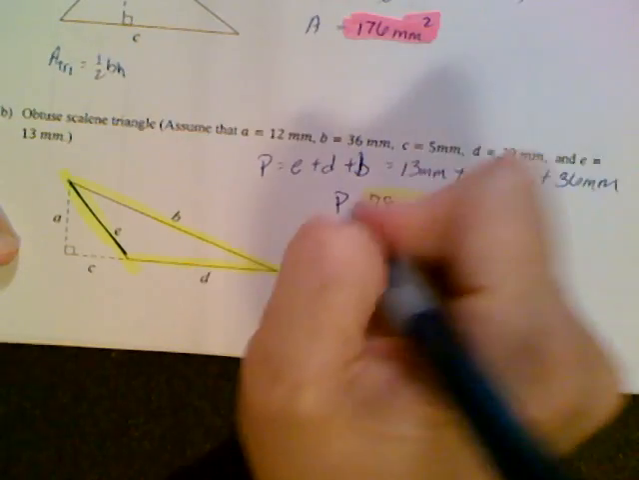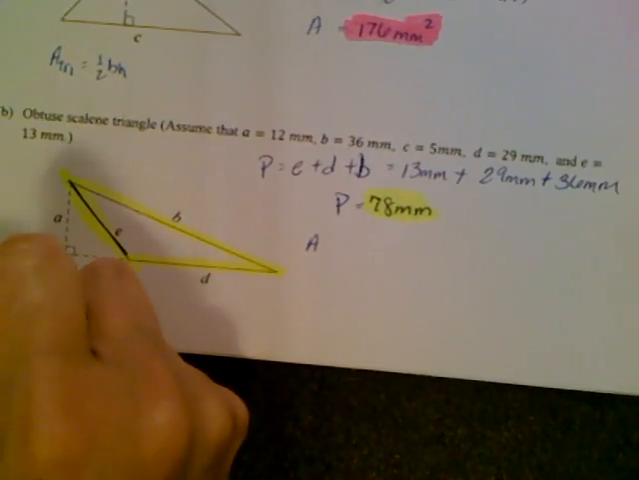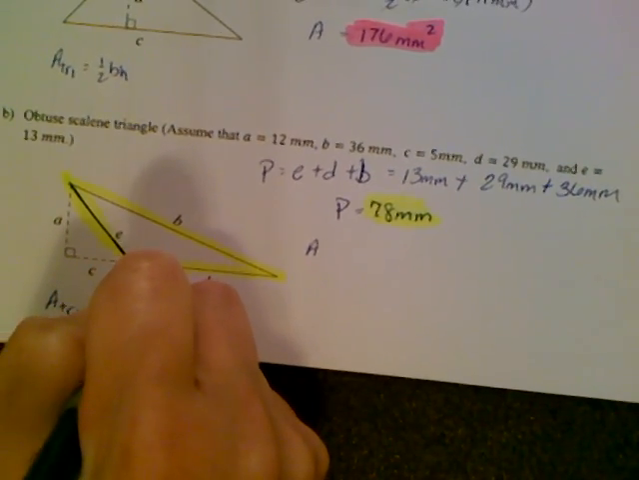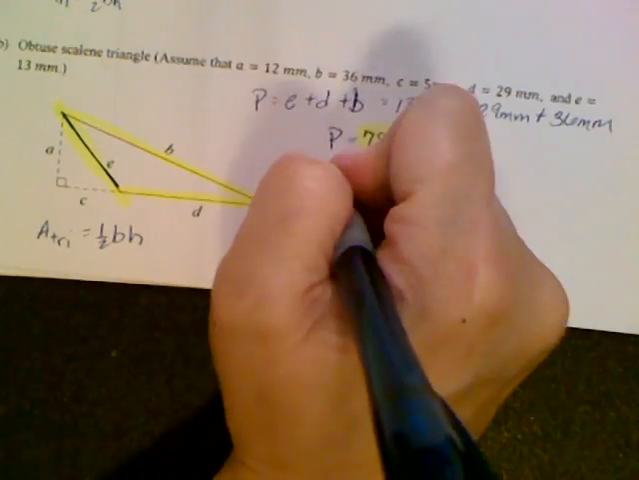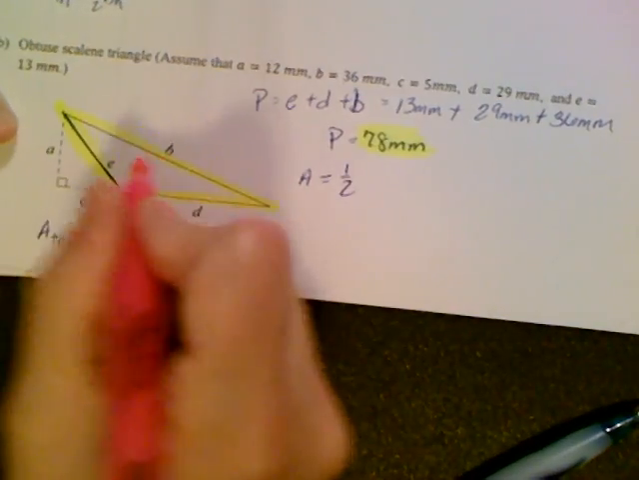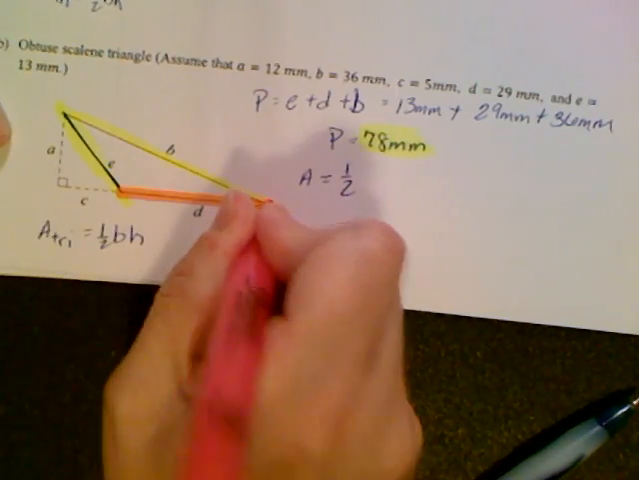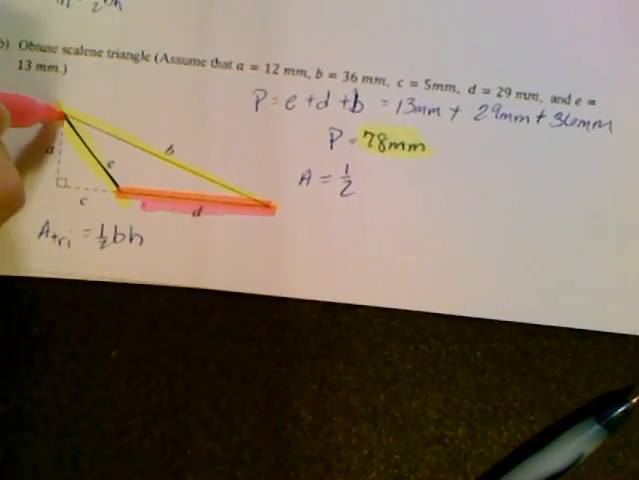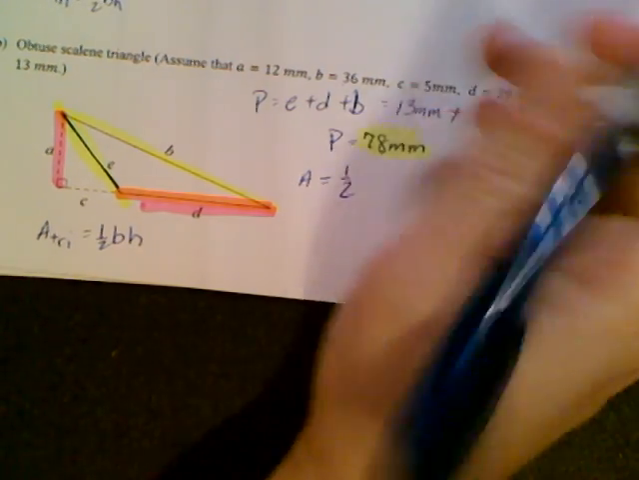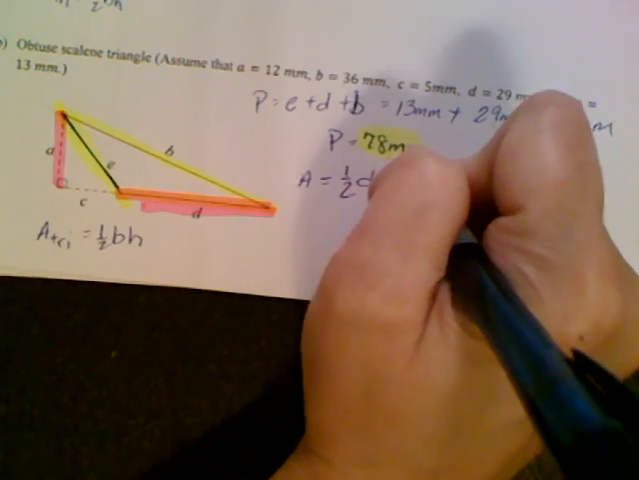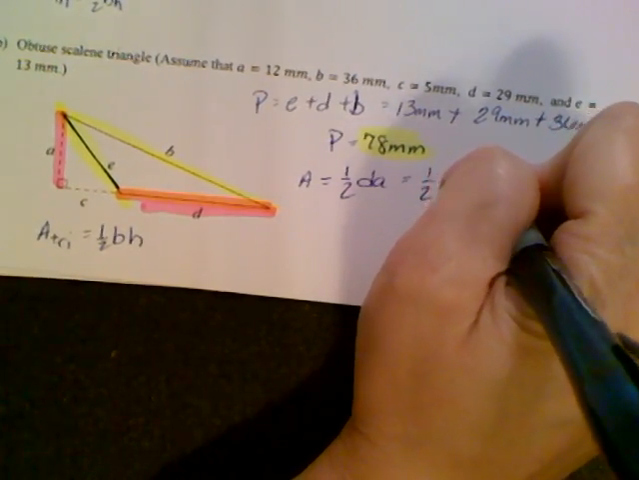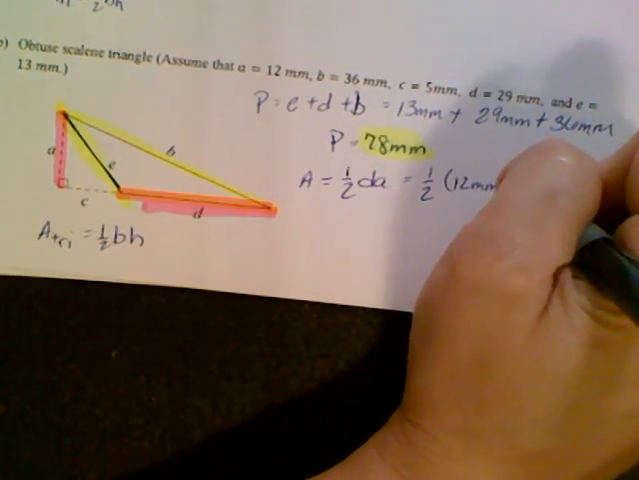The area of a triangle is 1/2 base times height. So the area is going to be 1/2. Our base is D, so that is our base, and our height is A. So that's going to be DA. So that's 1/2, A is 12 millimeters, and D is 29 millimeters.